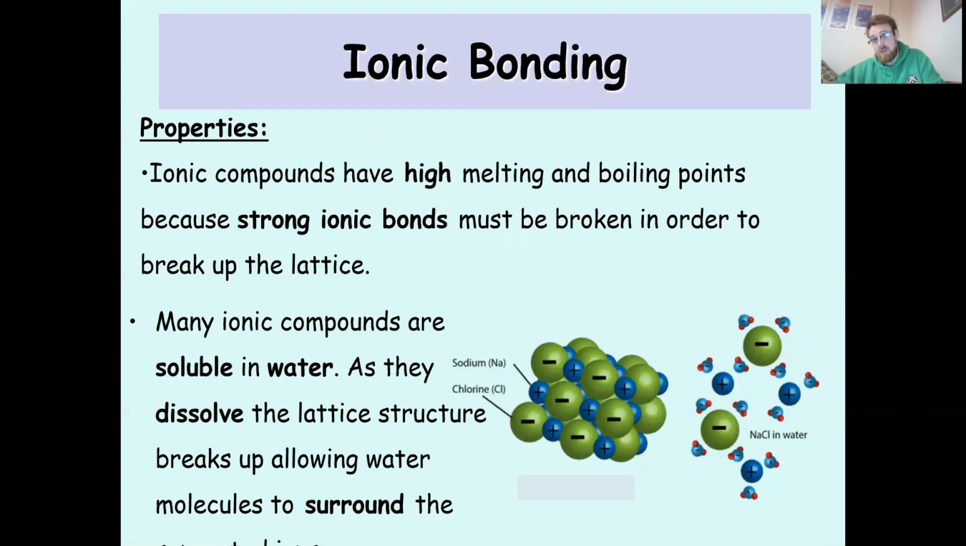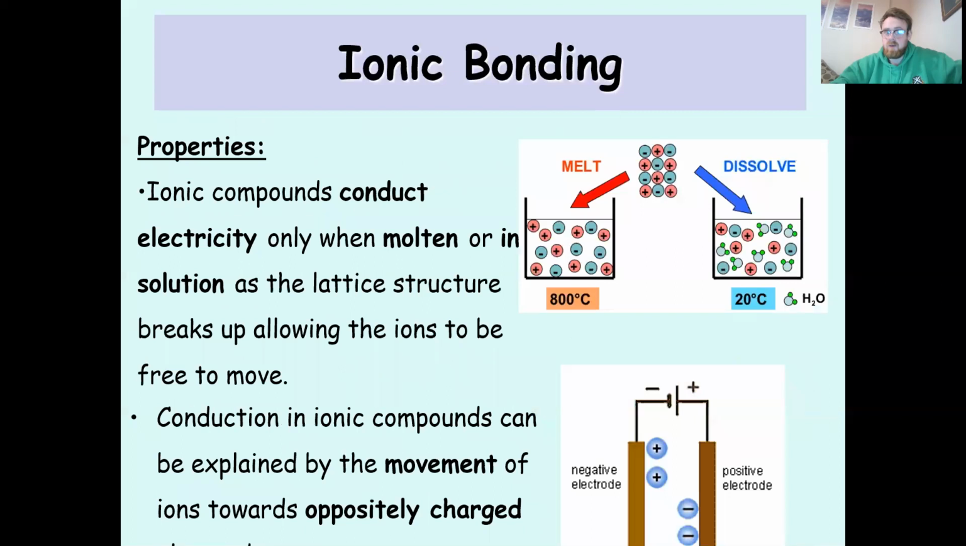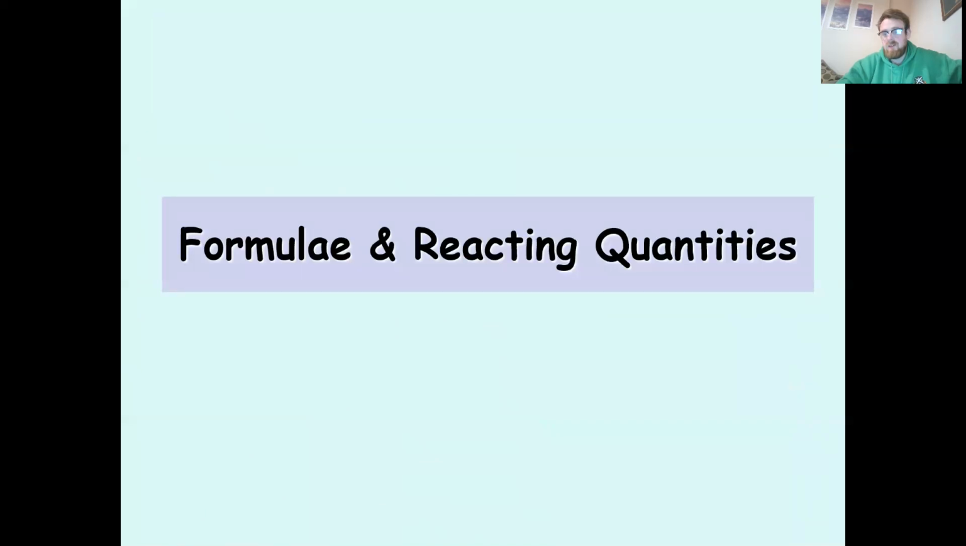Many ionic compounds are soluble in water. This is because water is able to break down that lattice structure, because the water molecules can surround the separated ions. Okay. Ionic compounds conduct electricity only when molten or in solution. This is because in order for something to conduct electricity, there needs to be charged particles able to move. In a solid, those ions aren't able to move. As soon as you melt it or dissolve it, the charged particles are now able to move, therefore it can now conduct electricity.